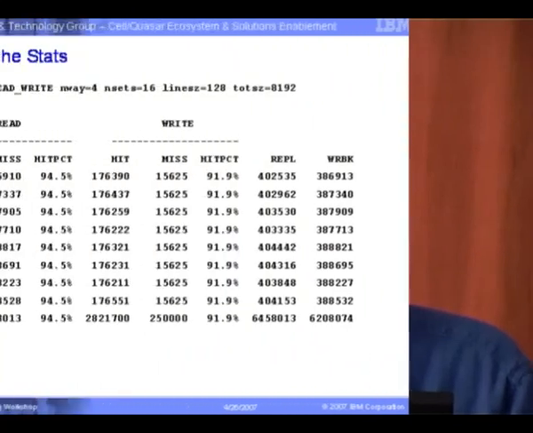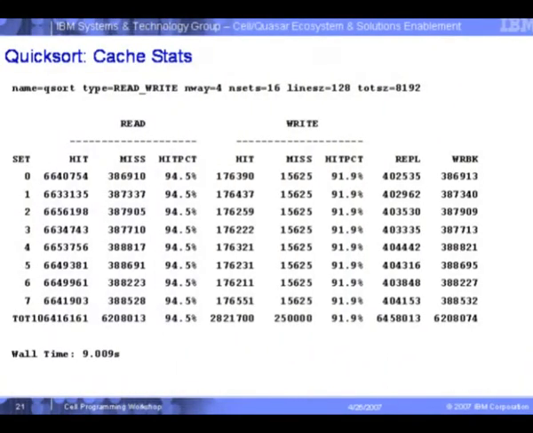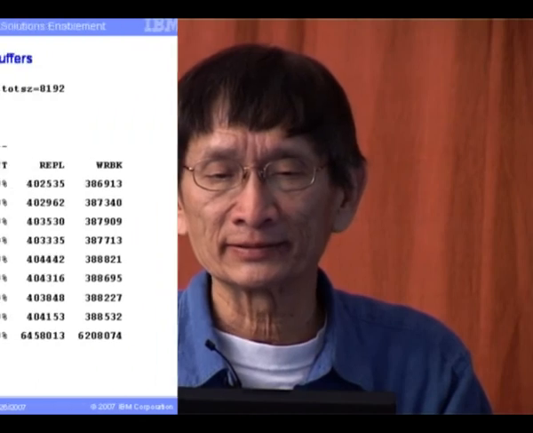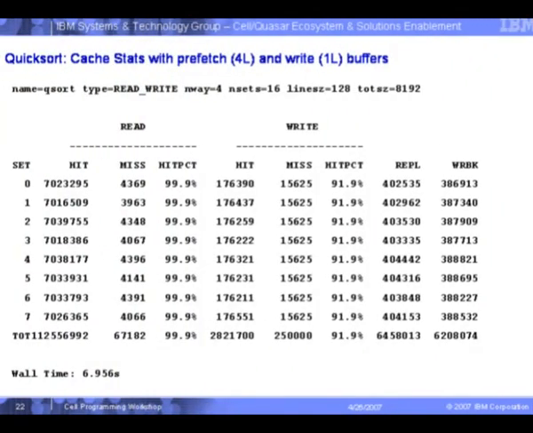Runtime versus the line size again, and cache sets, right? To organize the cache lines in terms of sets. How many sets do we have? We have 8 sets, 4 here, or 1 or 2 or whatever. They differ a little bit, right? The hit rate, hit percentage here, almost the same thing, 94% or 91%, based on the read and write. The sets here on the quick sort with the prefetch and write buffers, almost the same.